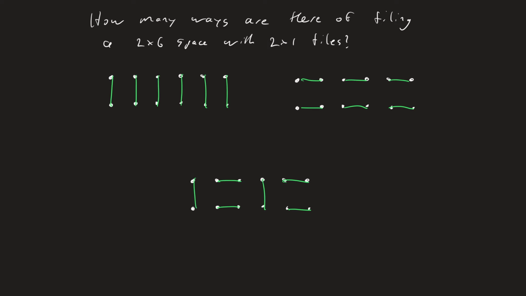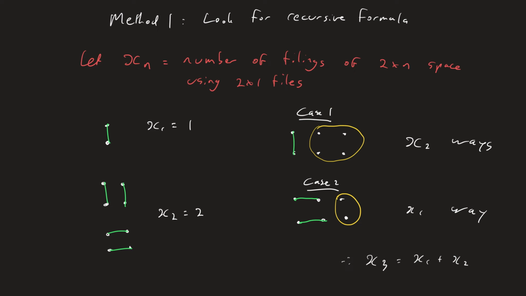First, we will present a straightforward method for solving this problem. Then we will present a remarkable formula applicable to any rectangular space tiled with 2x1 tiles, and then we will give a detailed proof of that formula. The straightforward way to solve this tiling problem is to look for a recursive formula.